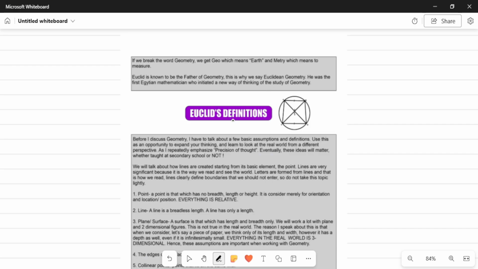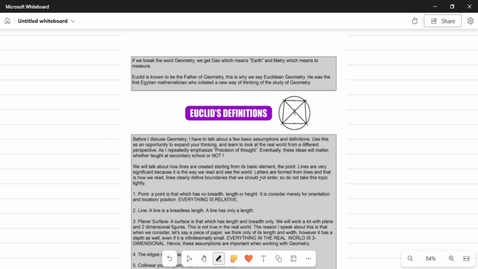Euclid's definition. Before I discuss geometry, I have to talk about a few basic assumptions and definitions. Use this as an opportunity to expand your mind and learn to look at the real world from a different perspective. As I repeatedly emphasize, precision of thought. Eventually these ideas will matter, whether taught at secondary school or not. We will talk about how lines are created starting from its basic element, the point. Lines are very significant because it's the way we read and see the world.